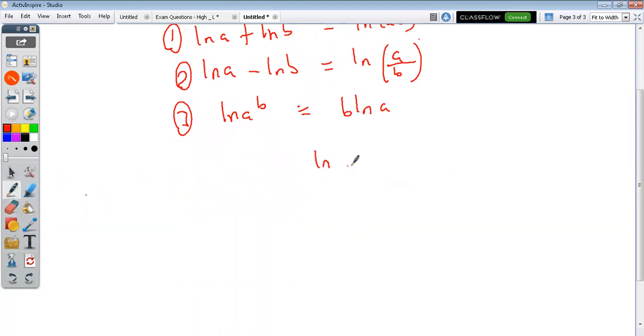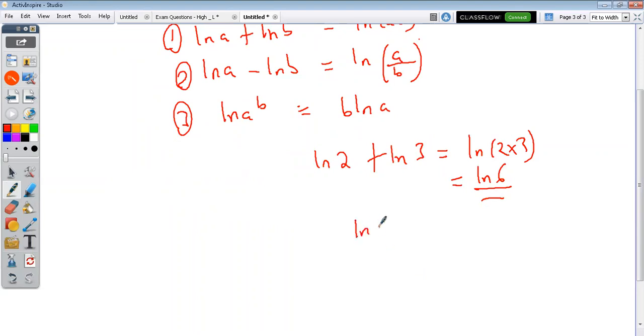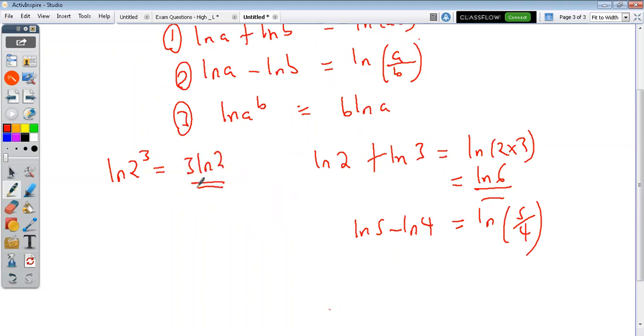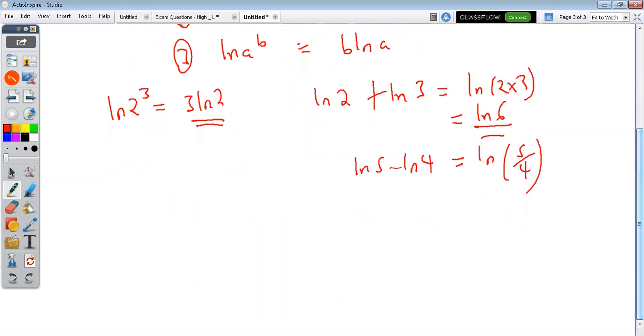So if I say, for example, simplify ln 2 plus ln 3. Because I'm adding, I multiply. So it's ln of 2 multiplied by 3, which is ln 6. Clear? If I say ln 5 minus ln 4, I divide: ln brackets 5 over 4. If I say ln 2 to the power of 3, this is the same as 3 ln 2. I'm playing around with logarithms.